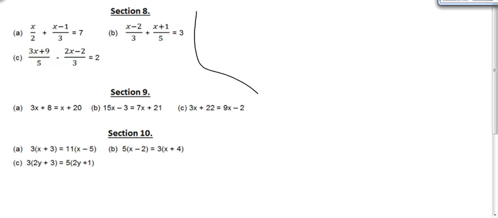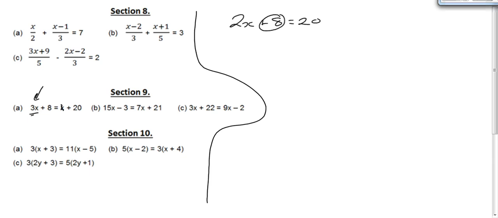Okay, now let's have a look at section 9. So here we've got unknowns on both sides. Because we've got more x on this side, I'm going to get rid of one of these x's. And if I do that, I'm going to have 2x plus 8 equals 20. Then it turns it into a dead simple question. So we then take away the 8, we've got 2x equals 12, and then 1x equals 6. So that's question A.